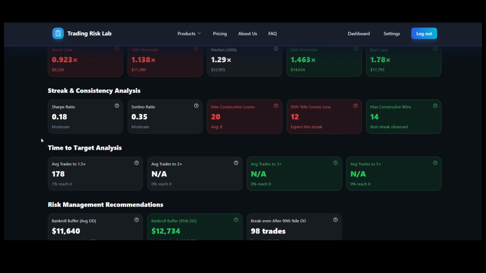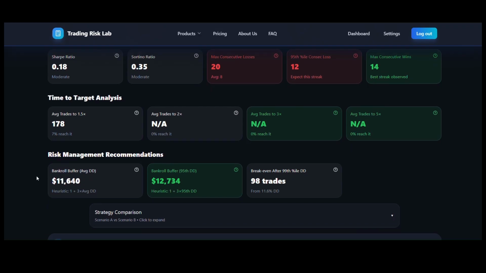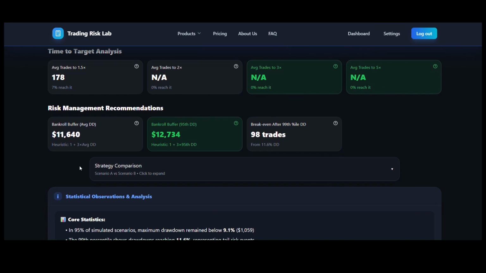Next is time to target analysis. This section estimates how many trades it typically takes to reach equity milestones, like 1.5 times or 2 times the starting balance, if those targets are reached at all. Below that are risk management recommendations. These provide heuristic bankroll buffers based on average and worst-case drawdowns. You'll also see how long it may take to break even after extreme drawdowns.